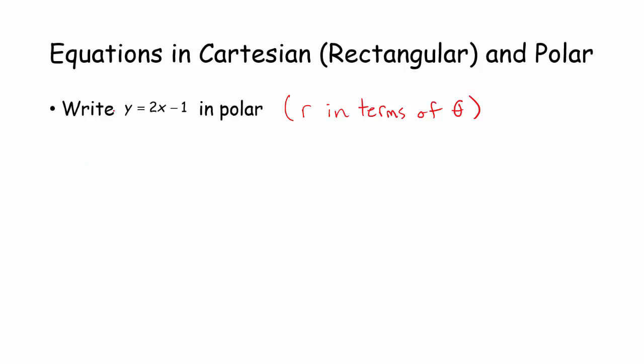Okay, so I'm just going to make some substitutions. What do I know that y is? I know y is r sine theta. And I know that x is r cosine theta. Now I just want to take this equation and solve for r. So I'm going to collect everything that has an r on the left-hand side here. I'm going to subtract 2r cosine theta from both sides of the equation. Factor out an r.